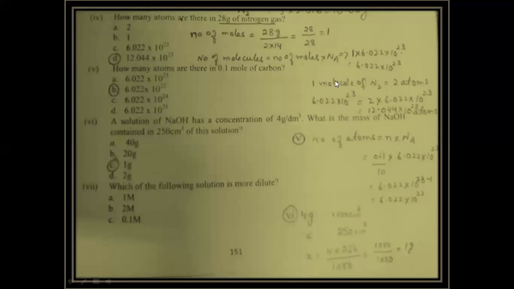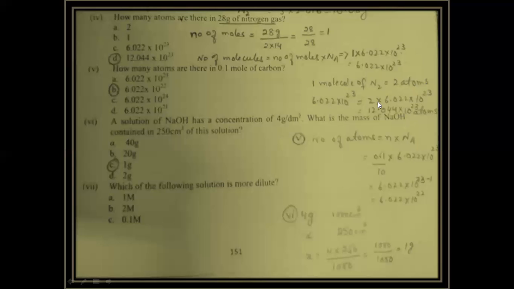Now they didn't ask about the molecules, they asked about the atoms. So to find out the atoms, first we have to see one molecule of nitrogen has how many atoms? 2 atoms of nitrogen. One molecule N2. N2 means there are 2 nitrogen atoms. So Avogadro number of molecules will have how many atoms? Because this answer is for Avogadro number of molecules. If one molecule of nitrogen has 2 atoms, then Avogadro number of molecules will have how many atoms?